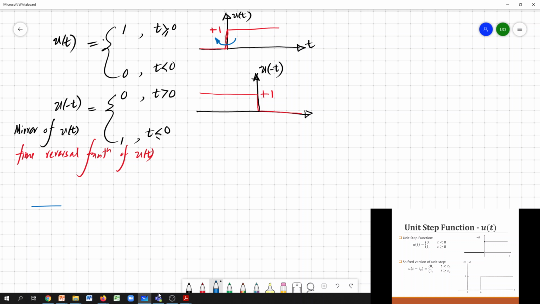For whatever function, for example if you have this kind of function, the mirror would be, if you take this and rotate it, this is the mirror. So this is x(t), and this is x(minus t). It's nothing else. So this is u(t), the unit step function. The time reversal of this u(t) is simply like that. So we can basically represent this using this kind of a switch.